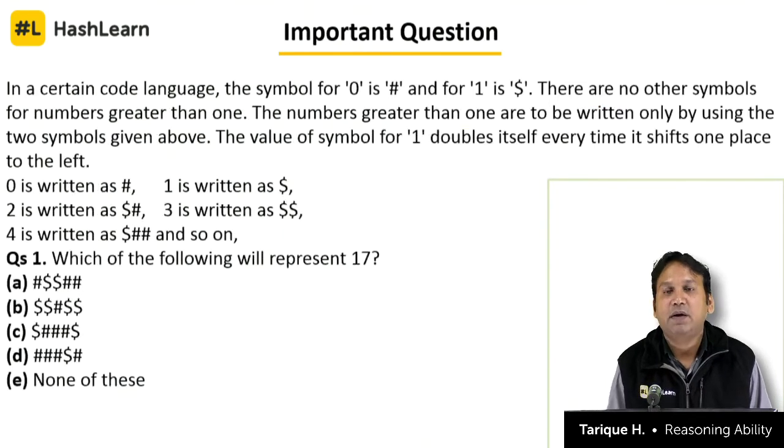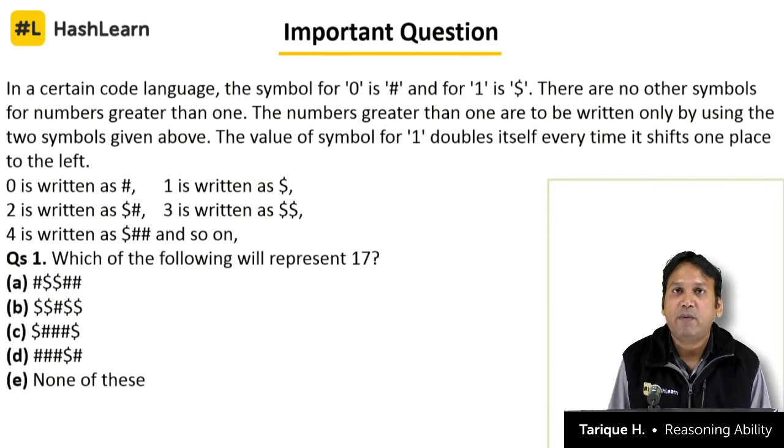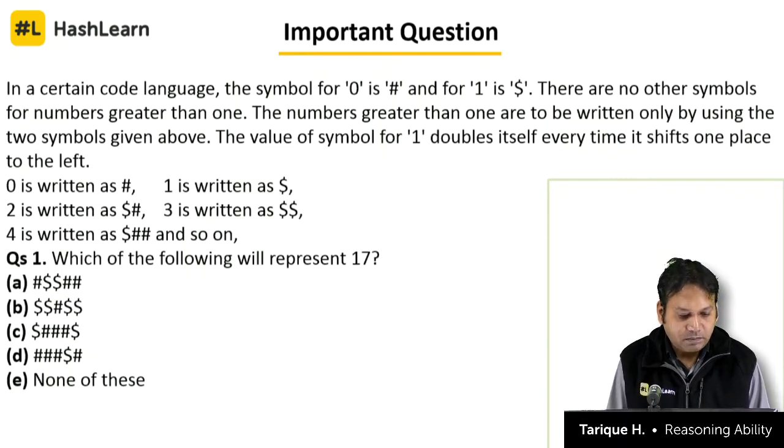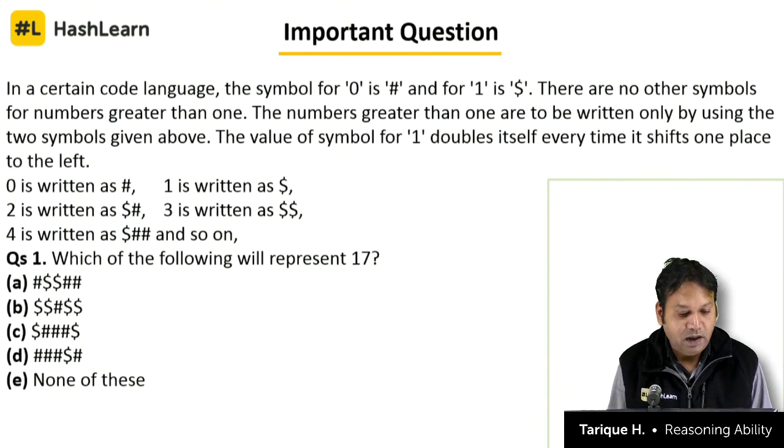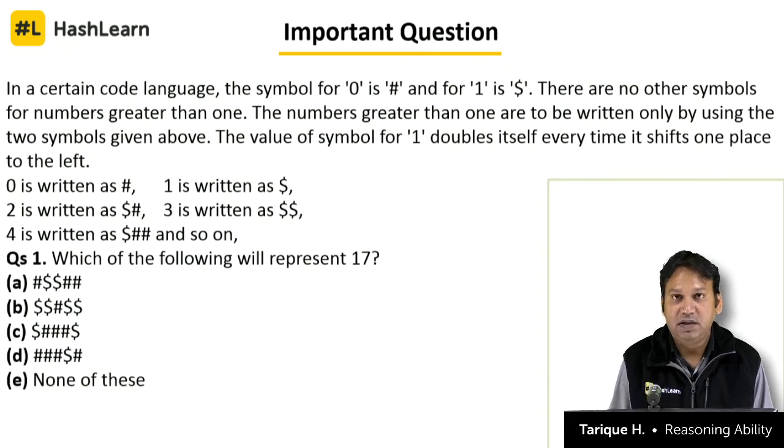Look at this question and see what sense you can make from it. This is one question that has been coming for the last 2 years in different forms of the same question type. You can see it's in a certain code language. They're not telling you that this is a question from computer science. They make it look like a coding-decoding question, right? Because now computer aptitude is coming along with the reasoning paper. In the IBPS clerk mains examination, there will be 60 questions in the reasoning and computer aptitude paper combined. So, in a certain code language, the symbol for 0 is hash and for 1 is dollar, right?